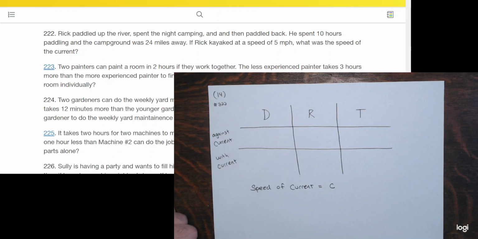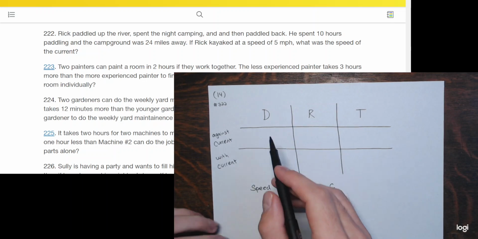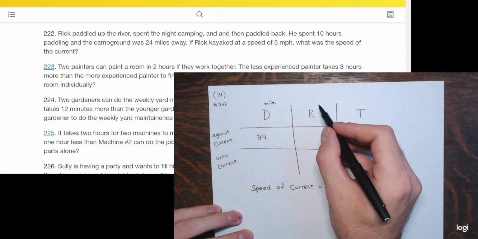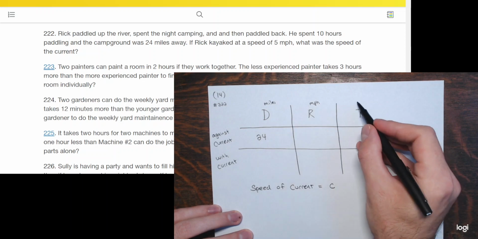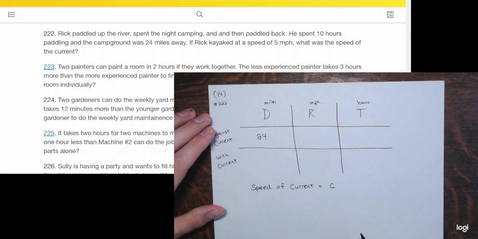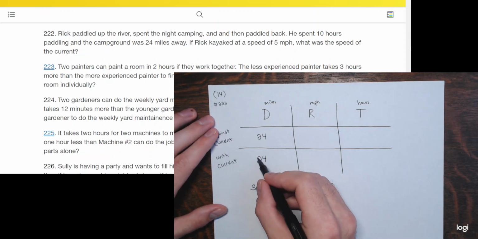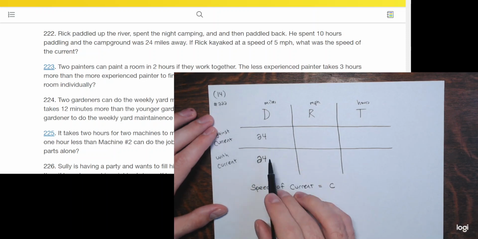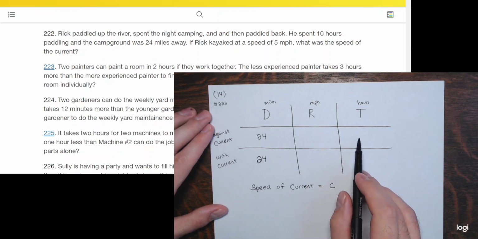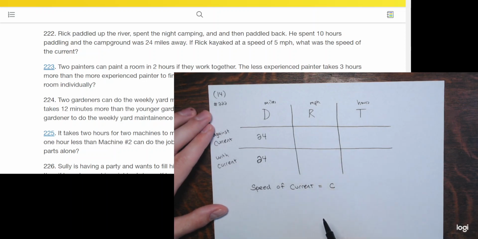Now the distance traveled both ways was 24 miles. This is in miles, the rate of speed will be miles per hour, and the time is in hours. I forgot to write the units up last time. I should apologize, I usually write the units above the columns. But the distance traveled both ways was 24 miles, 24 miles there, 24 miles back. He spent 10 hours paddling. That's going to be at the end. The total time there plus time back will be 10. That's going to be the equation later.